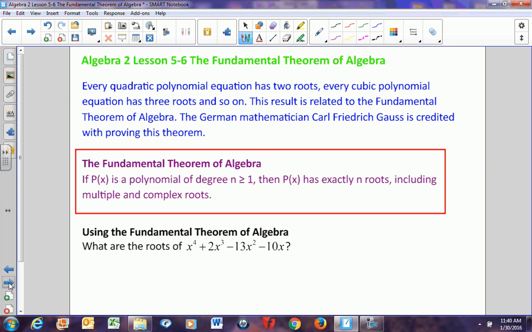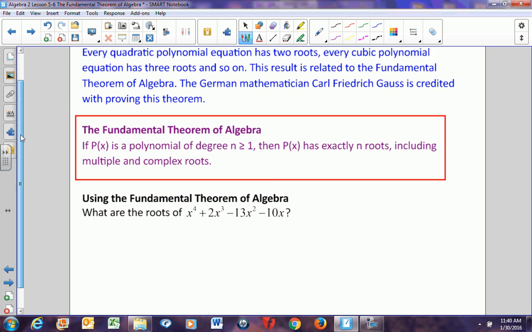This result is related to the fundamental theorem of algebra. The German mathematician Carl Friedrich Gauss is credited with proving this theorem. Basically, it says if p of x is a polynomial of degree n greater than or equal to 1, then p of x has exactly n roots. So if n is 6, it has 6 roots. If n is 7, it has 7 roots. If n is 4, it has 4 roots, including multiple and complex roots.